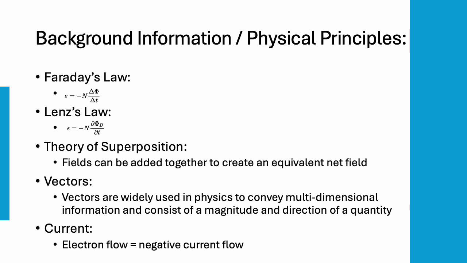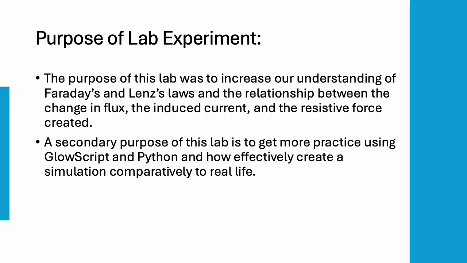Vectors are widely used in physics to convey multi-dimensional information and consist of a magnitude and direction of a quantity, and current, where the key idea is that electron flow is equal to the negative of the current flow. The purpose of the circuit lab was to increase our understanding of Faraday's and Lenz's laws and the relationship between the change in flux, the induced current, and the resistive force created. A secondary purpose of this lab is to get more practice using GlowScript and Python and how to effectively create a simulation that relates to real life.